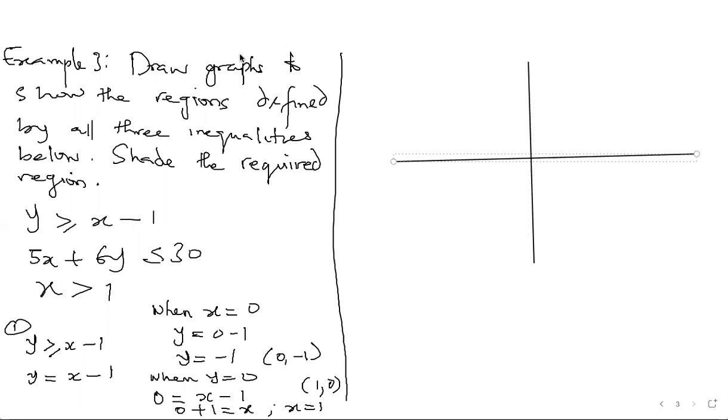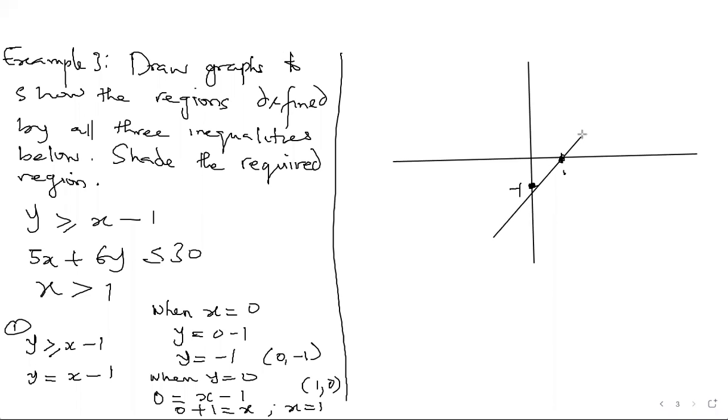So I have the point 0, minus 1: x is 0, y is minus 1. So minus 1 will be here, x is 0 on the y-axis. So I have one point. Then I need another point: when x is 1, y is 0. So if x is 1 here, y is 0. This is the point. Then I can plot the line.